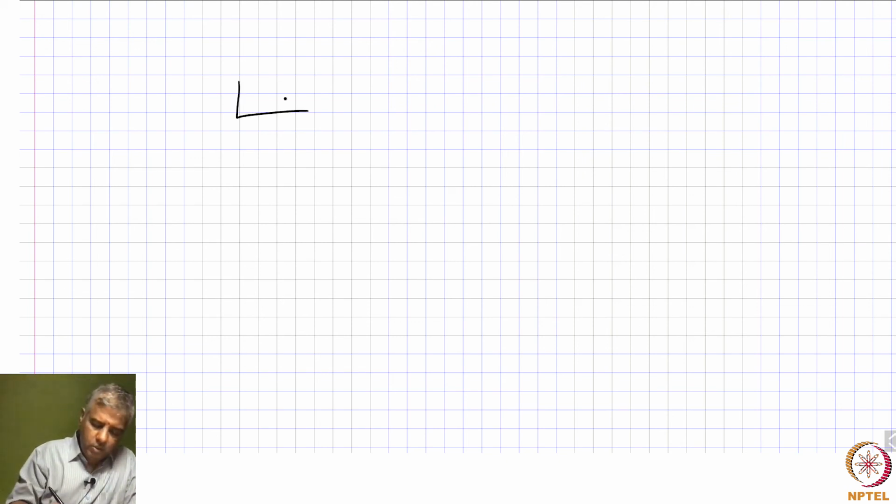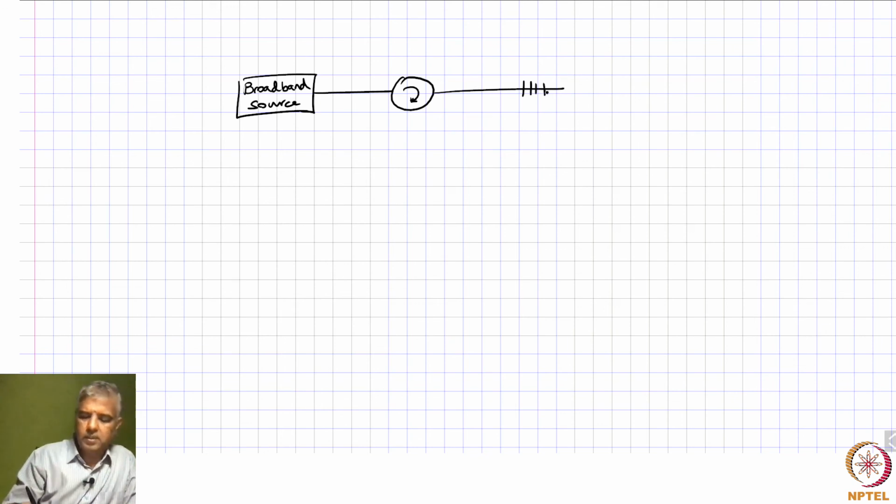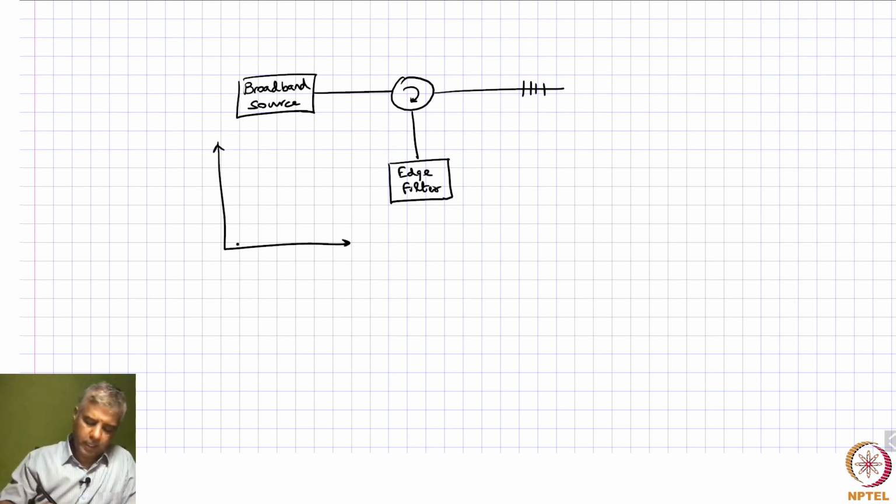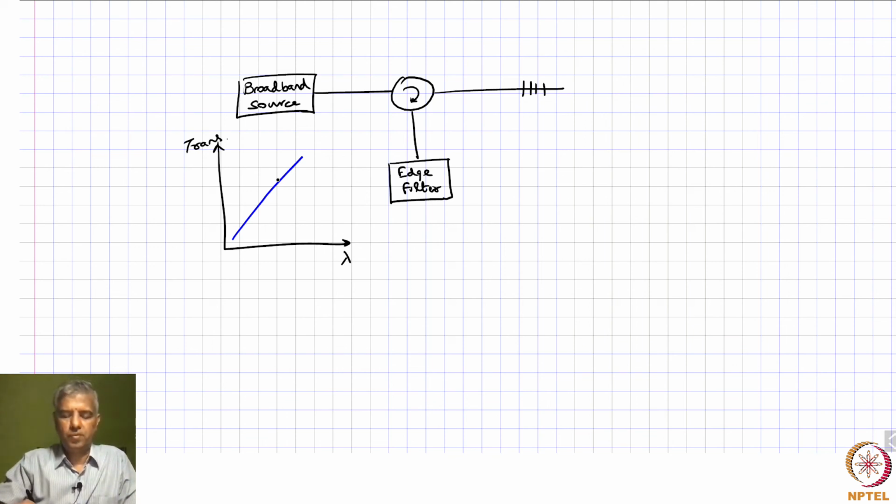So essentially you have a broadband source, once again, right? Let's say it's going through a circulator and then it's incident on this grating, and the back reflected light, let's say you are putting it through an edge filter. Well, what is an edge filter? The edge filter will have a transmission as a function of wavelength that is going to look like this. Okay, so the transmission actually changes as a function of wavelength.